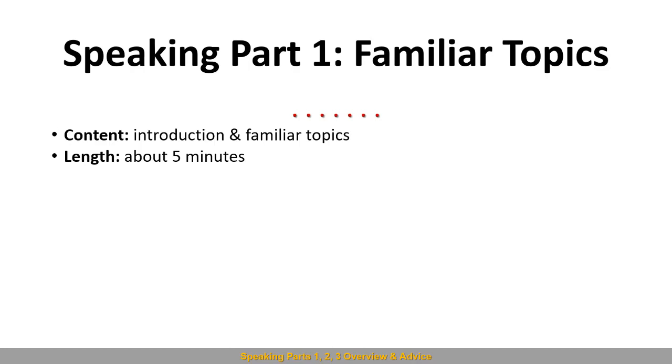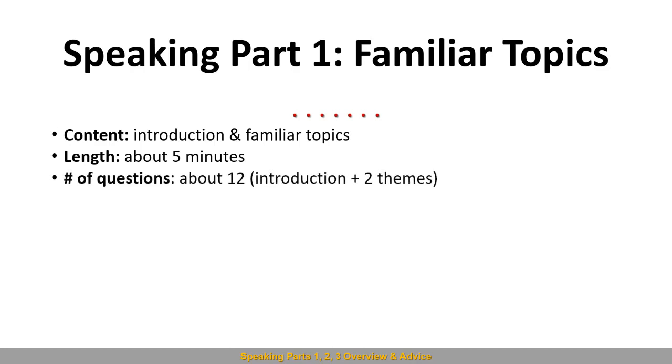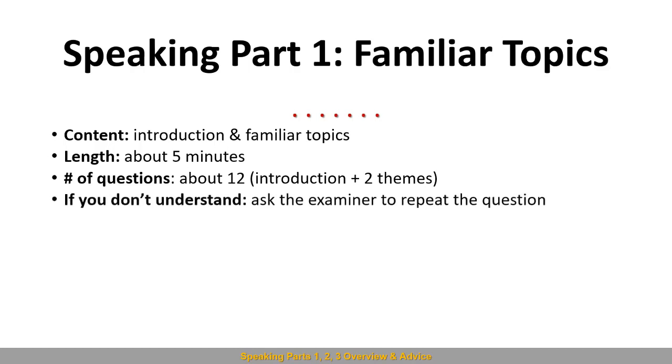The length is about 5 minutes. You say 4 to 5 minutes. And the number of questions, there are about 12 questions, the introductory questions, and then 2 themes. If you don't understand, what should you do? You should ask the examiner to repeat the question. Ask the examiner to repeat the question if you don't understand. All right?